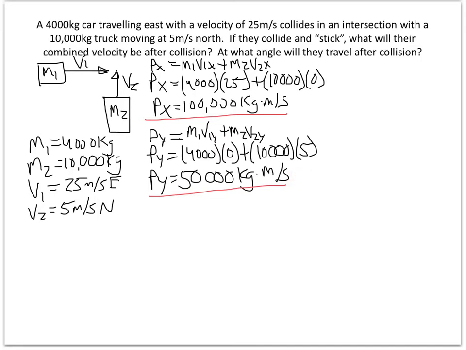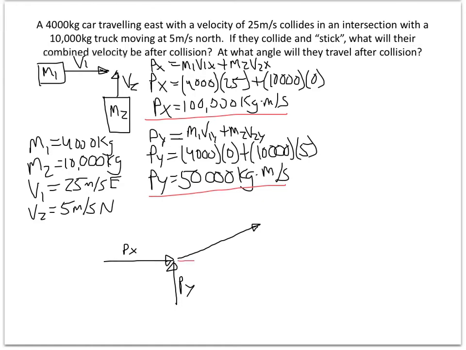So I can tell right now that if these two stick, they'll be traveling at an angle that's less than 45 degrees because there's more x momentum than there is y momentum. So the next thing I need to do is look at this as a before and after picture. If these two combine, they're going to produce a before x momentum and a before y momentum, and when they combine, they're going to travel some way in this direction.